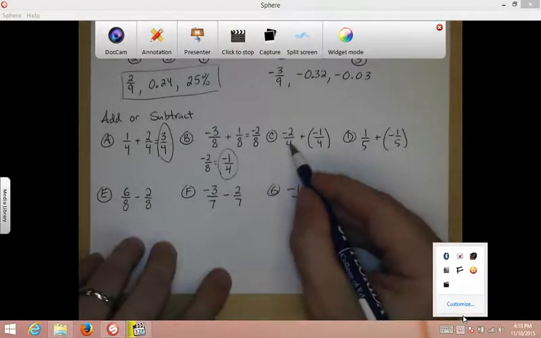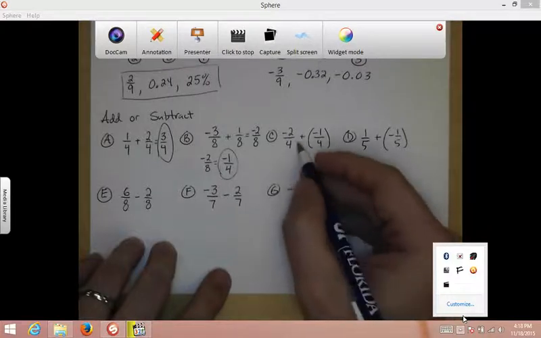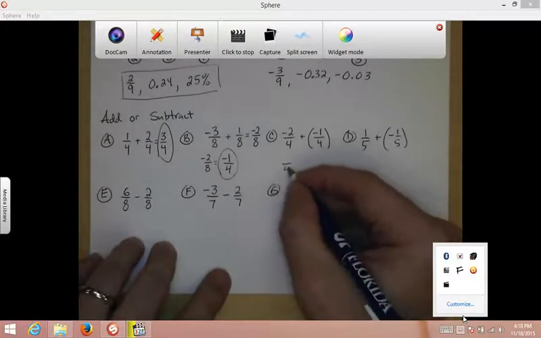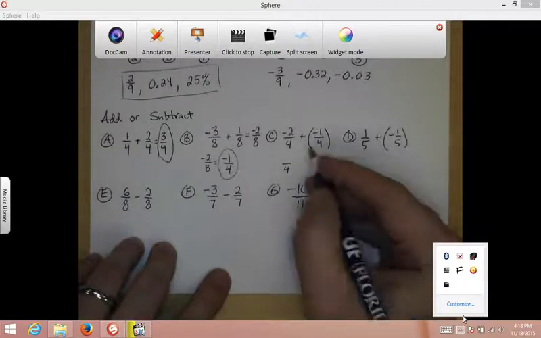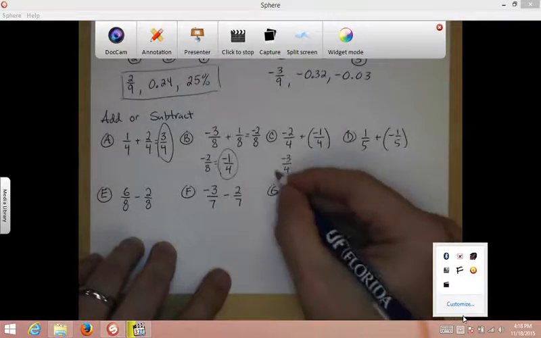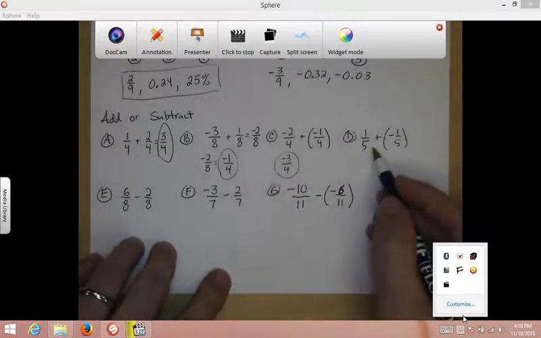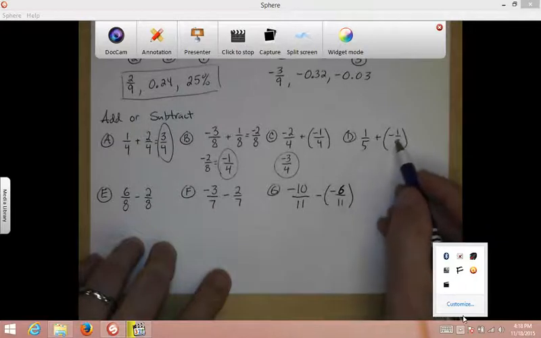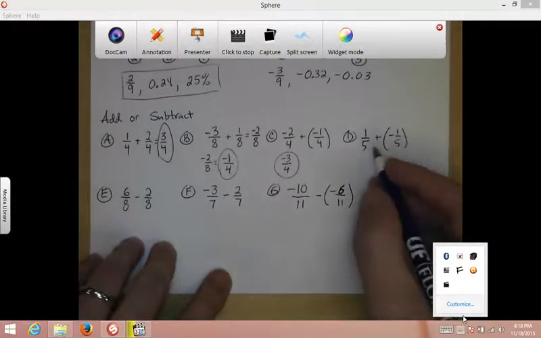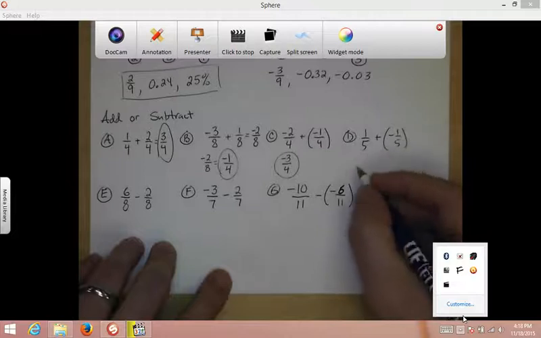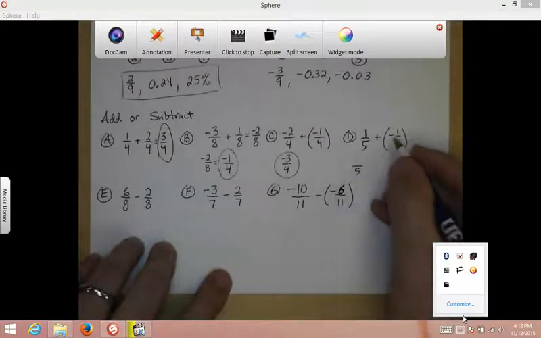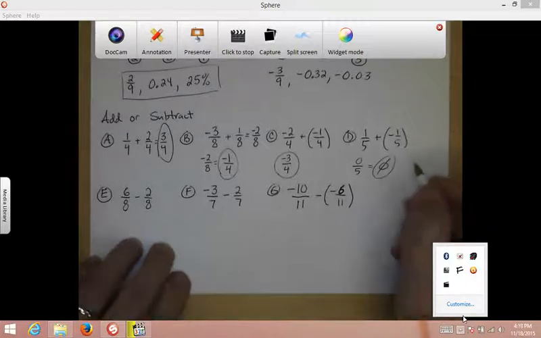Right here, we have negative 2/4 plus negative 1/4. So we know it's going to be over 4. Negative 2 plus negative 1, that's 3 negatives total, so we have negative 3/4. Right here, 1/5 plus negative 1/5. This is additive inverse, so equals 0. The reason why is because 1 plus negative 1 is 0. If you have 0 in the numerator, 0 is your answer.